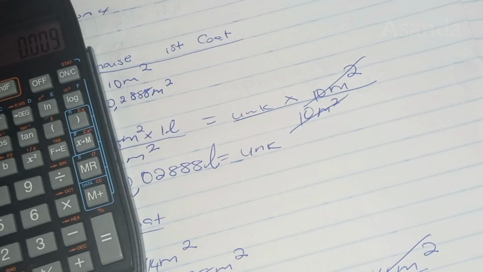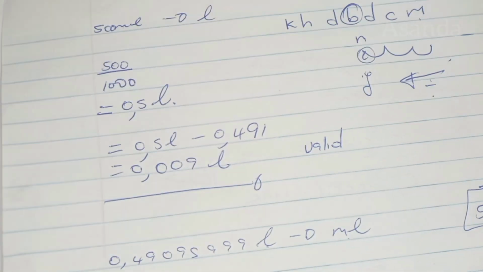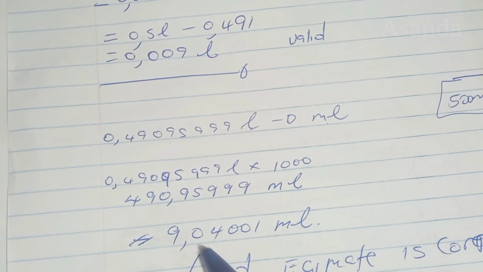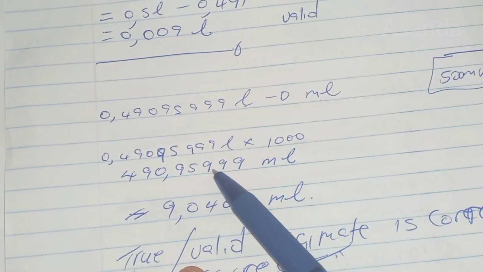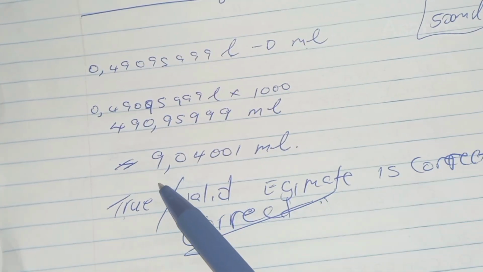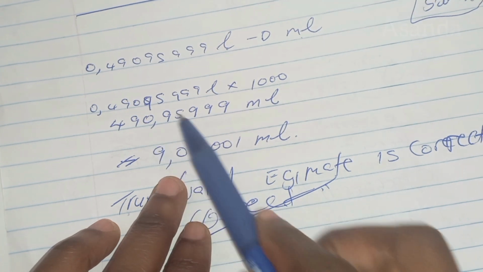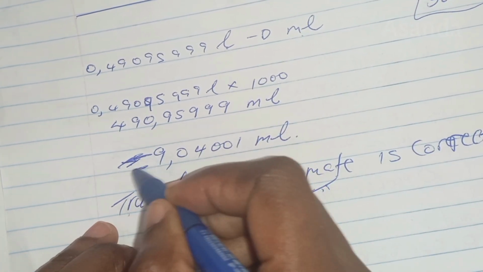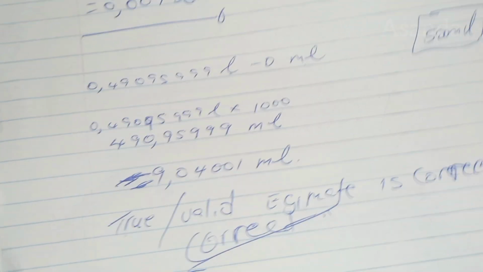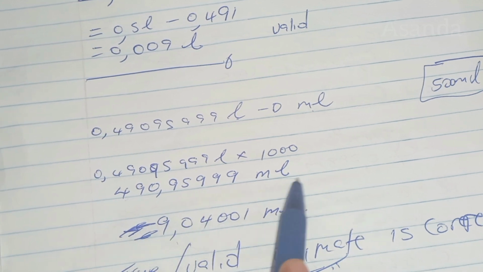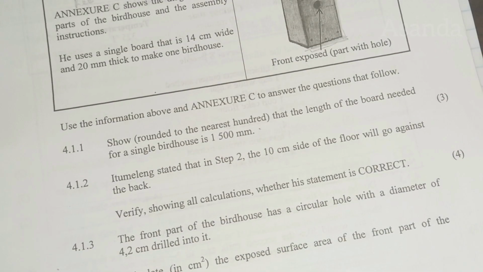Once I multiply that by 1,000, I get 490.95999 milliliters. If I subtract this from 500, I will be left with 9.0 milliliters. So the statement is correct. This will be enough. As you can see, that's less than 500 milliliters already. You can just see that from there, but you subtract just in case.